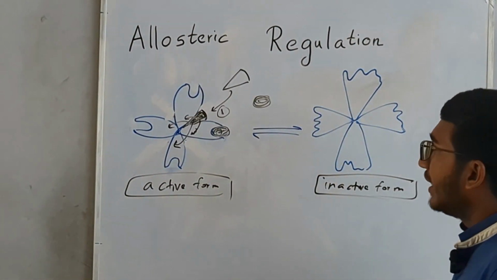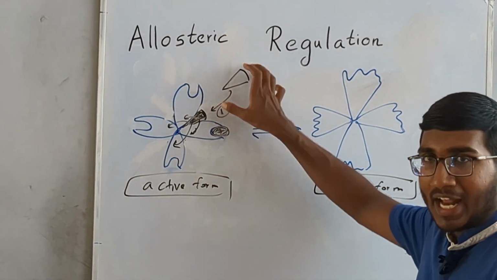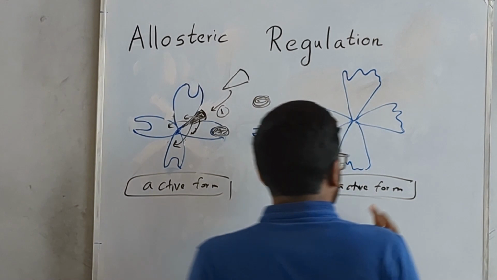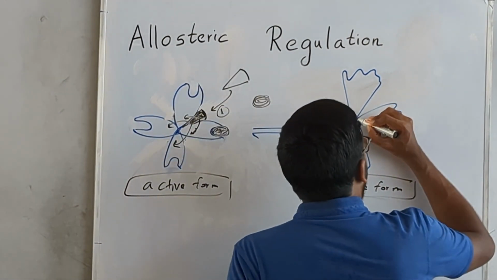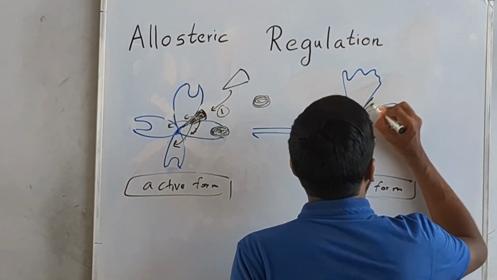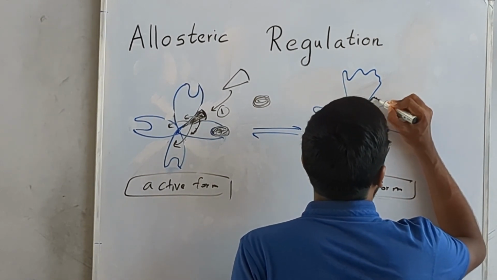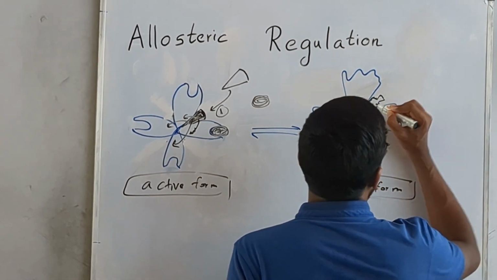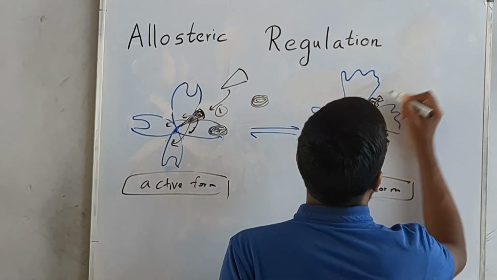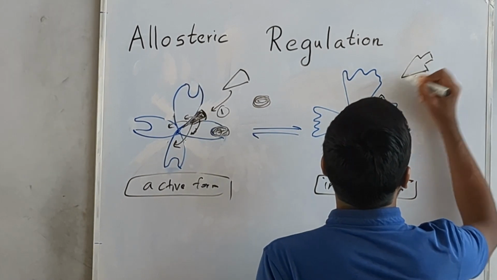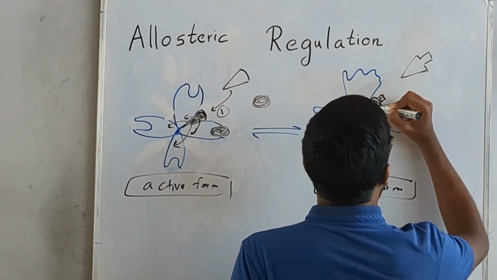As I mentioned earlier, for the active form to be stabilized, an allosteric activator should bind to an allosteric site. Then for the inactive form to stabilize, an allosteric inhibitor should bind. So let's depict the allosteric inhibitor as follows. Now here I have drawn an allosteric inhibitor.